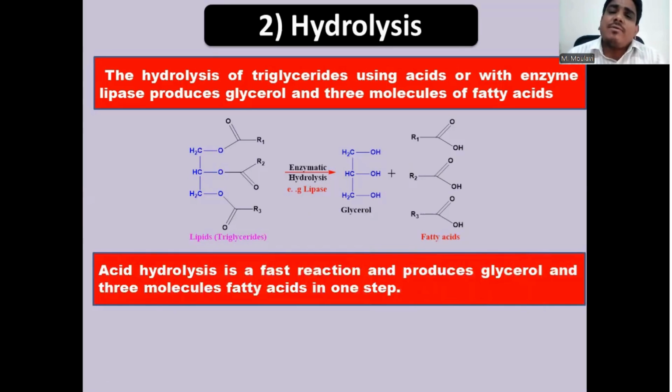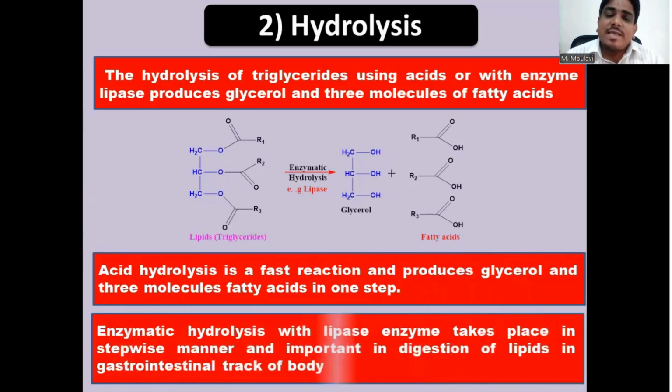So the acid hydrolysis is a very fast reaction. In one step, it produces the glycerol and the three molecules of the fatty acid. While the enzymatic hydrolysis is a stepwise, slow reaction. It takes place in a stepwise manner and is important in the digestion of lipid in the gastrointestinal tract of our body.